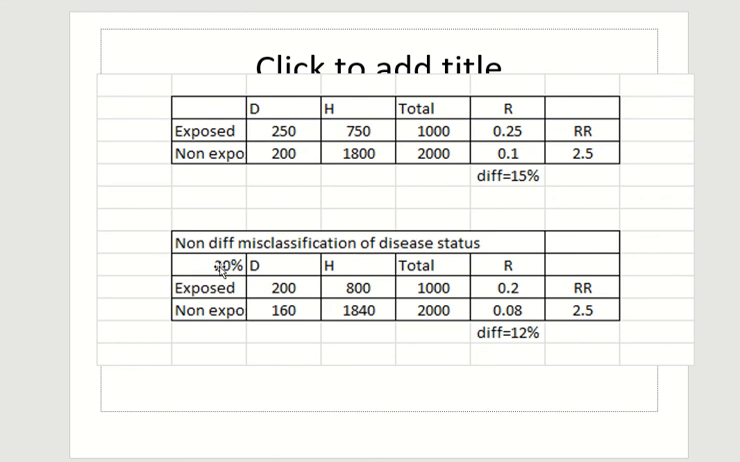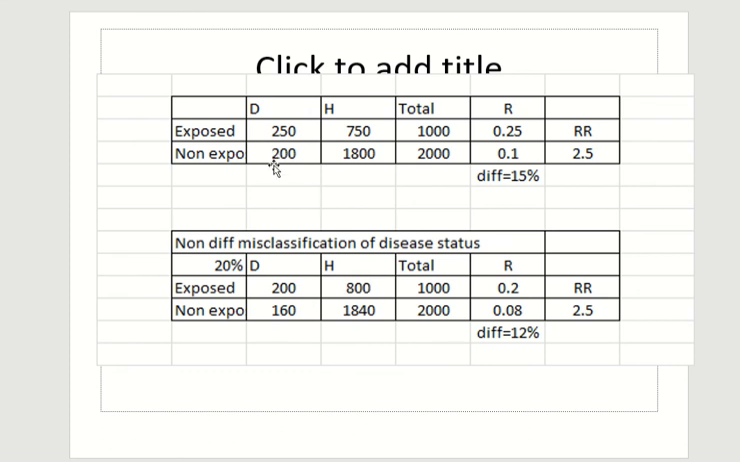Okay, let's make an error of 20%. However, this time I'm making the error with regard to the disease. Okay, 20% of the time, among those who have the outcome, I'm missing that and I'm thinking that they are healthy. So I'm going to move people from the disease and put them in the healthy. Okay, 20% of 250, as we said a moment ago, is 50. So I'm going to remove 50 from here and I'm going to put them here. So you remove 50, you end up with 200, and over here you end up with 800.